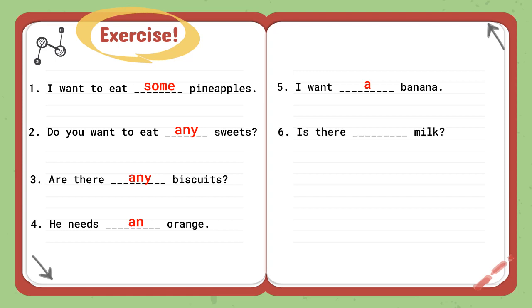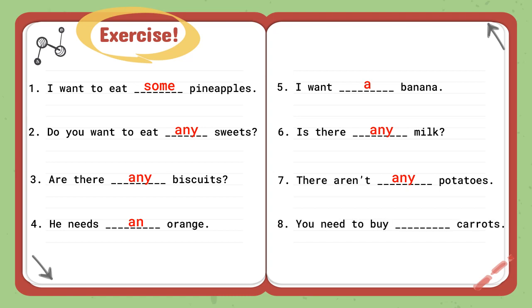6. Is there blank milk? How about this one? Question. For question we use any. Is there any milk? 7. There aren't blank potatoes. How about this one? Do we use some or any? This one is negative. So we use any. There aren't any potatoes.